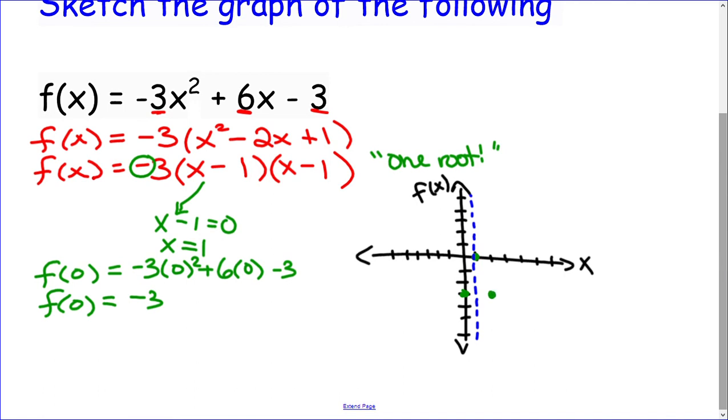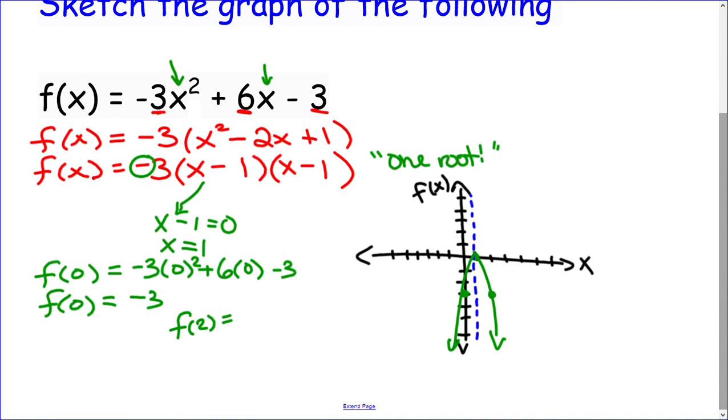I could double check that by plugging in 2 to find my function value, f of 2. I encourage you, if you want to check it out, just plug 2 into your x values and see what you get. It's going to work out to be -3. And so now I've got my little sketch that I can use here, going through and plotting my points.